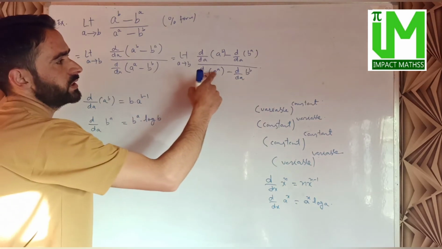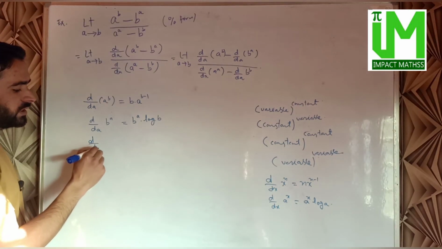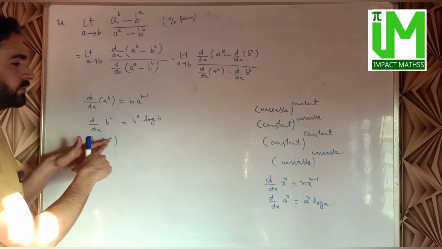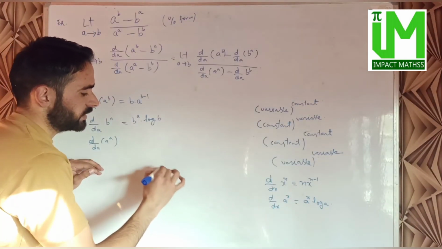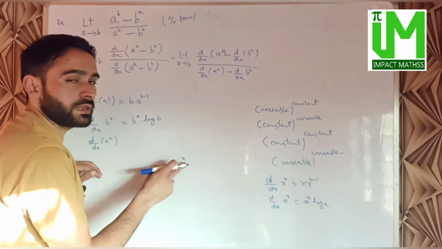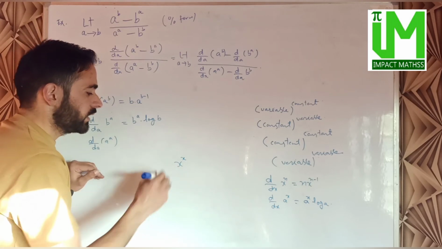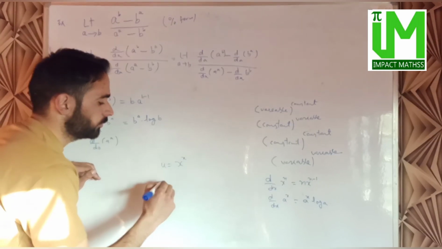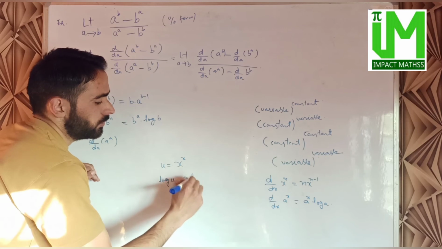Again d by da of a to the power a. Since a is variable, this is a variable raised to a variable power. We know the derivative of x raised to power x, and we differentiate this by logarithmic differentiation. If we write u equal to x to the power x, then taking log both sides, log of u equals x log of x.